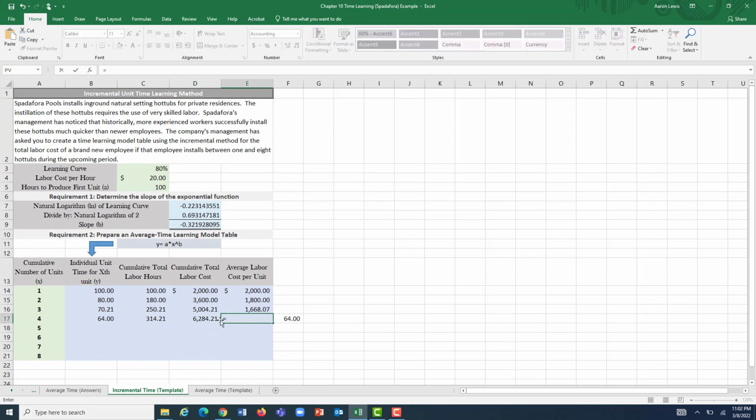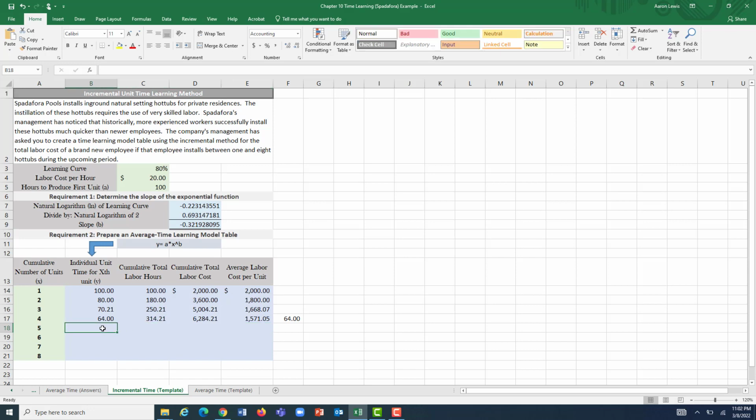And if we take our cumulative total labor cost and divide it by the number of units that our employee has installed, our average rate per hot tub is down to $1,571.05. Let's do the fifth, and I'm going to use absolute cell references in the fill handle, and we can really crank this table out.